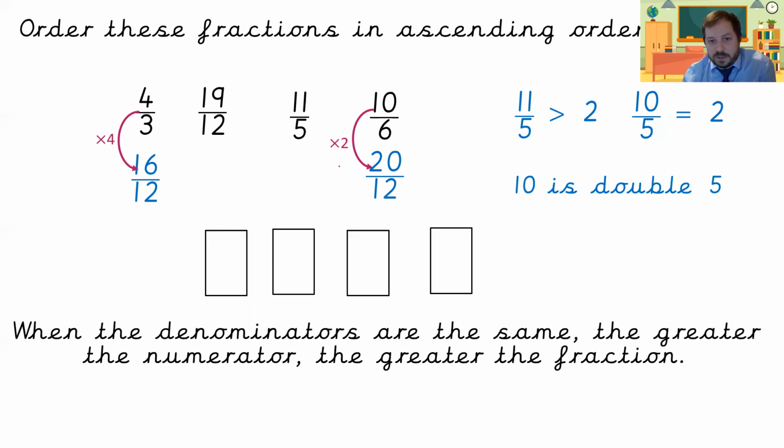So I'm just going to make a note. This one, 11 fifths, should fit in here because it should be the biggest. Then we only have to look at the last 3. We've got them in terms of 12s, so we're just looking at the numerators. So which one's the smallest? Well, 16 is the smallest, which is 4 thirds.